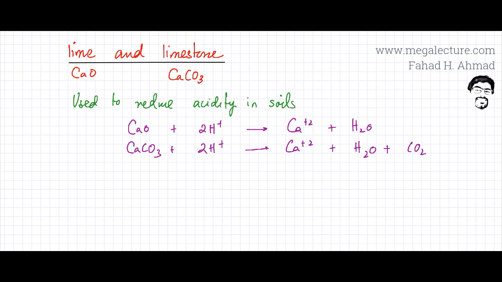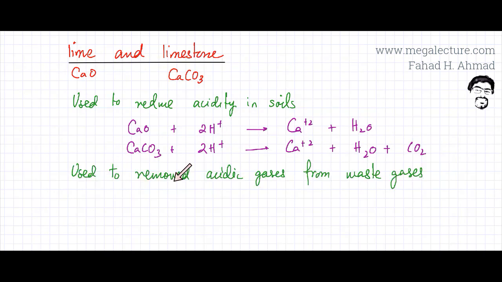Water would be produced, and with carbonates, water and carbon dioxide are also produced. So both of them are used to remove acidity in soil. If the soil becomes acidic because of acid rain, you can get rid of the acidity by adding calcium carbonate or calcium oxide. In a similar way, they are also used to remove acidic gases from waste gases.